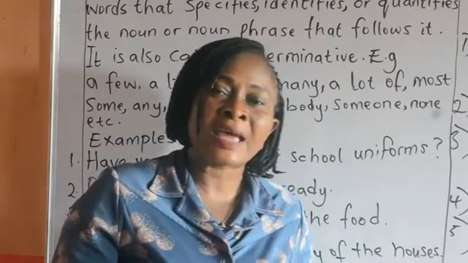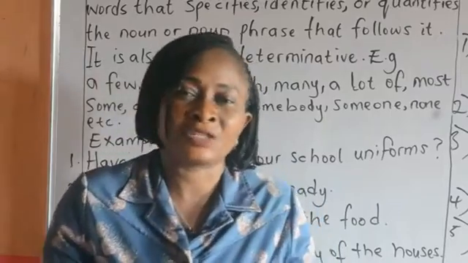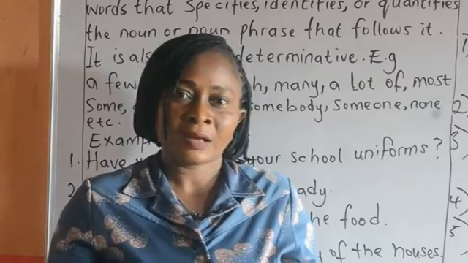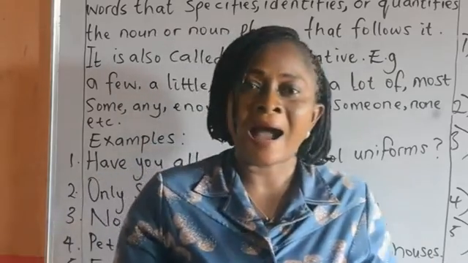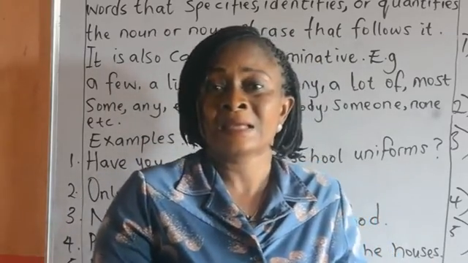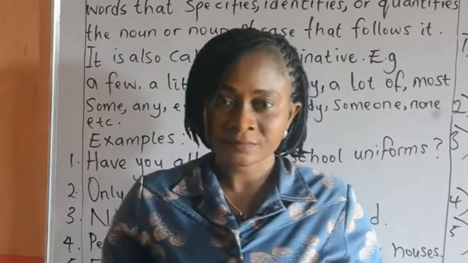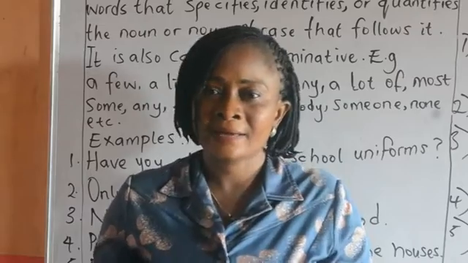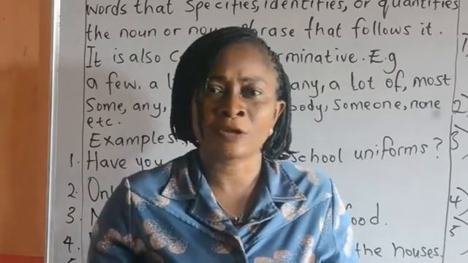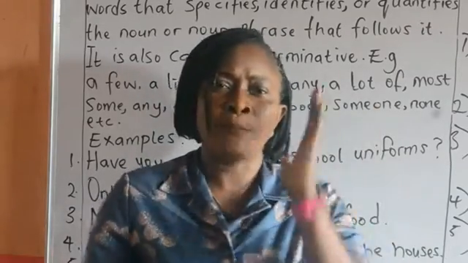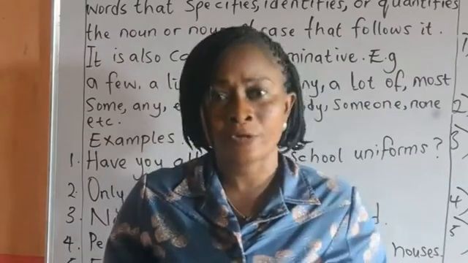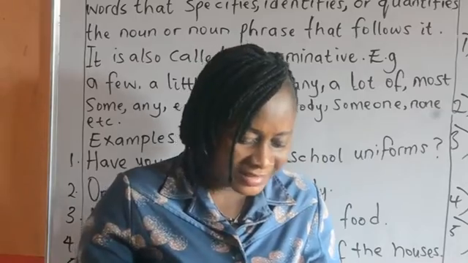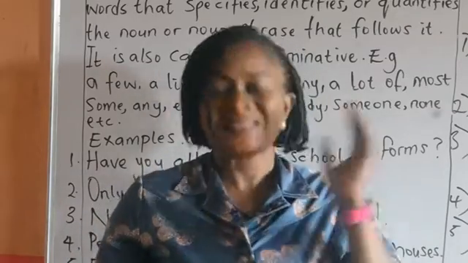So you see, both a and an are indefinite. You are not talking of a particular thing. For instance, this is a boy. This is an egg. You are not specific. When you say this is the boy, that means this is the particular boy you're talking about. Do you understand? Good. The next is the demonstrative determiners.